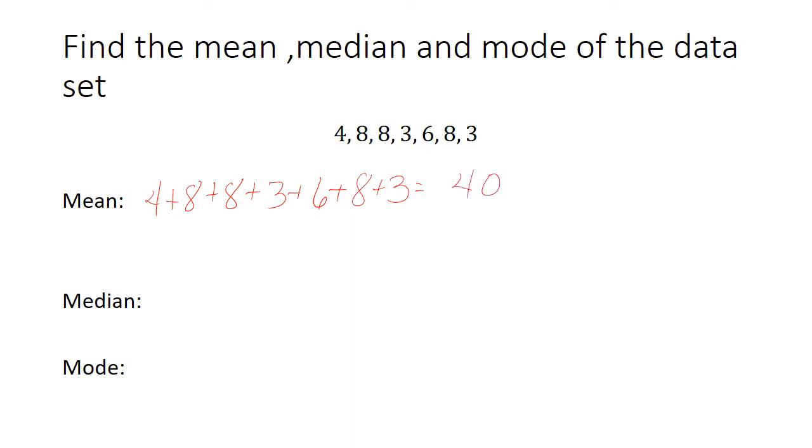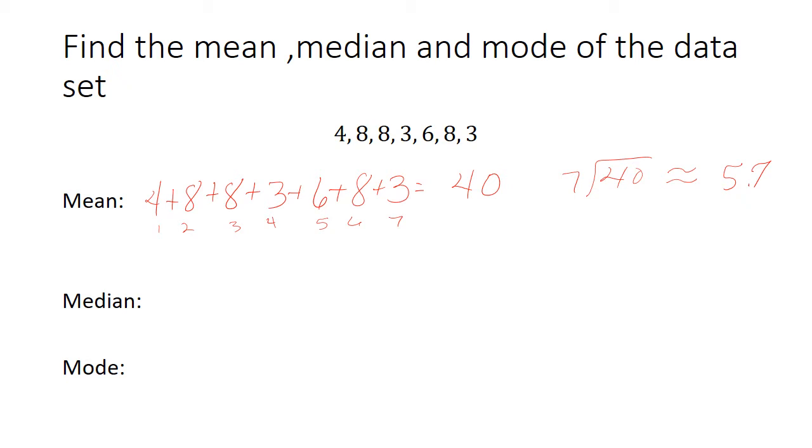Now, how many values are there? We've got 1, 2, 3, 4, 5, 6, 7. So we're going to take this 40 and divide it by 7, and that is going to give us our mean. In this case, our mean is approximately, I'm going to change that to an approximate sign rather than an equal sign, 5.7, right? So to find your mean, you add them all up and divide by how many values there were.